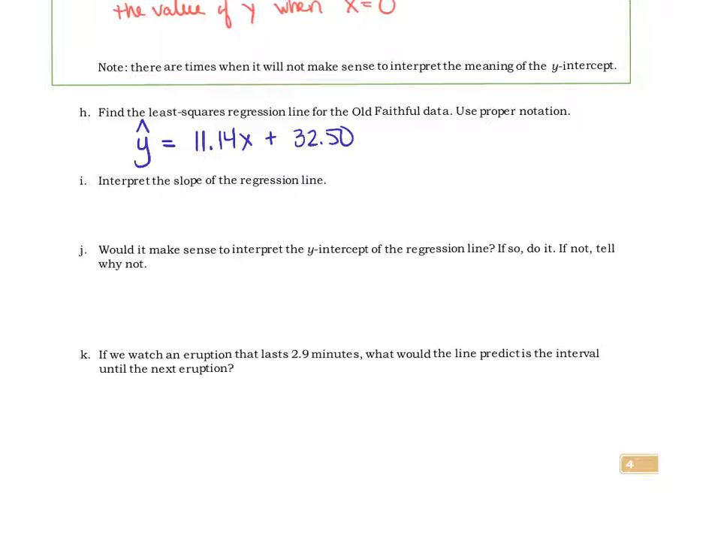Now, let's do the things we just talked about up in the box at the top. Interpret the slope. So remember, for every 1 unit increase in x.